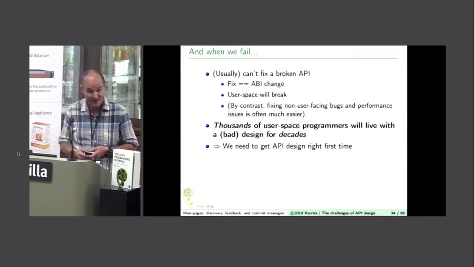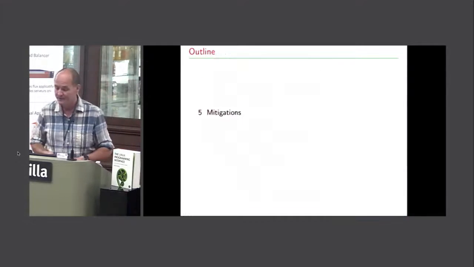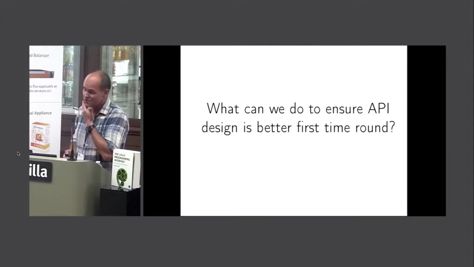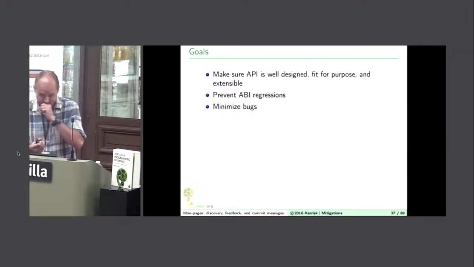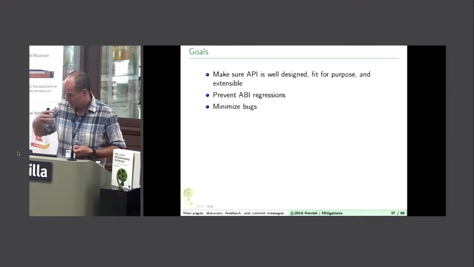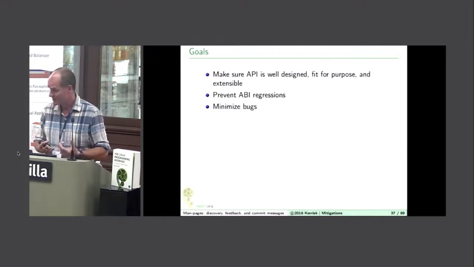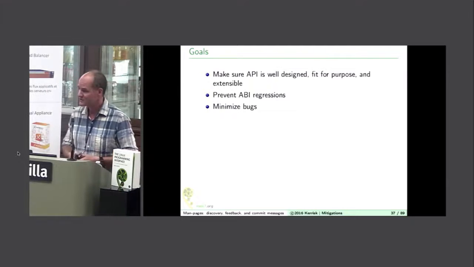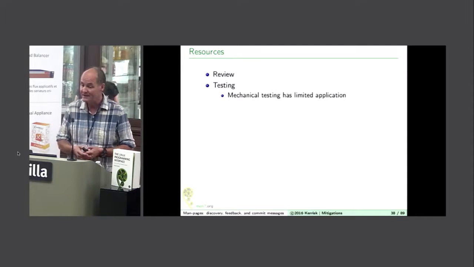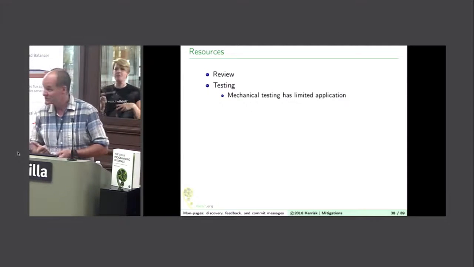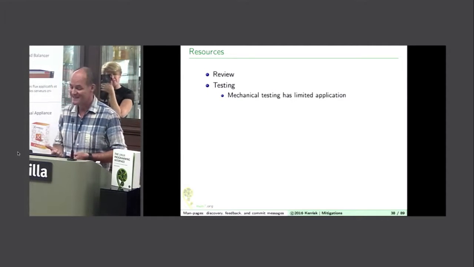So we need to get API design right first time. And so what can we do? I think there's some general things we want to do. We want to make sure APIs are designed well, fit for purpose. We want to prevent regressions, minimize bugs. The resources that we have for doing that: review and testing.